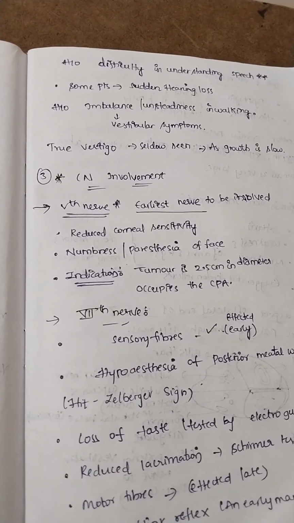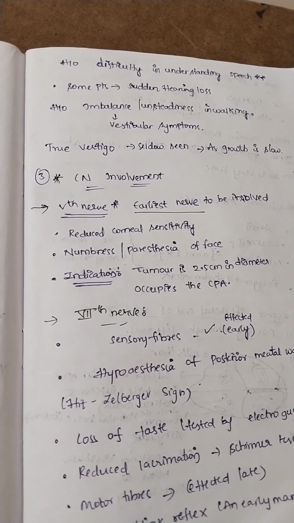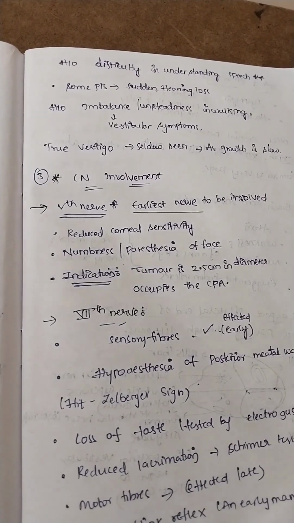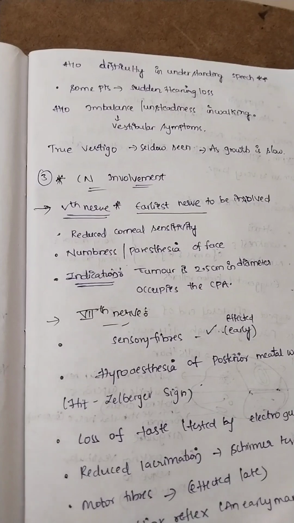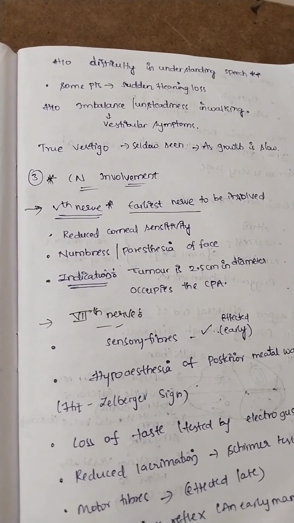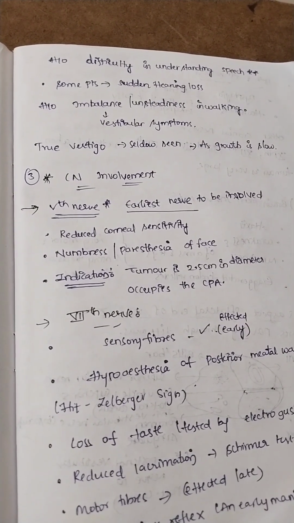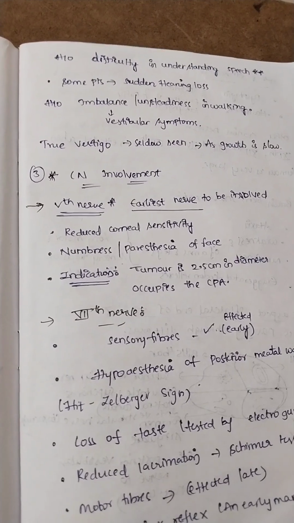Reduced corneal sensitivity means trigeminal involvement, no? So we will see the ophthalmic division. There is reduced corneal sensitivity, numbness, paresthesia of the face. So the indication is a tumor 2.5 centimeters in diameter, occupying the cerebellopontine angle.